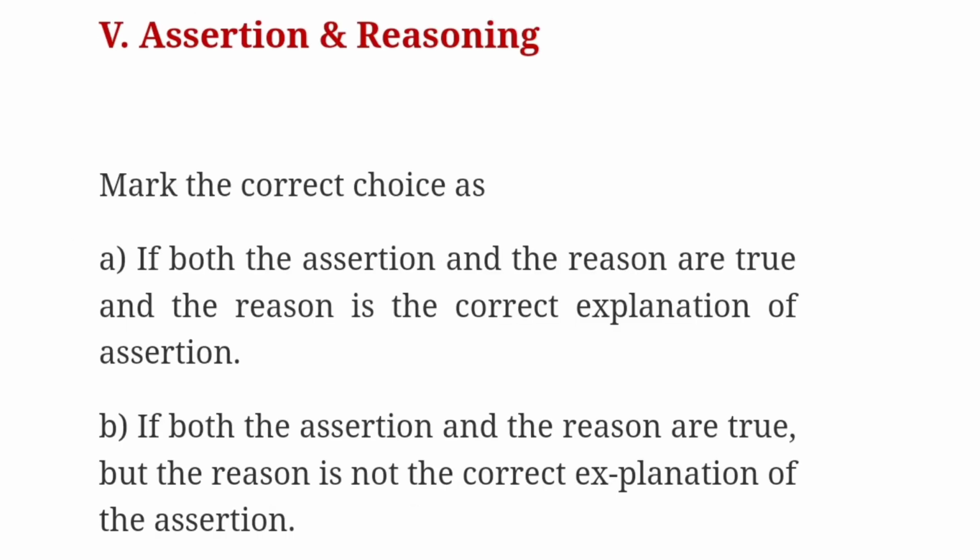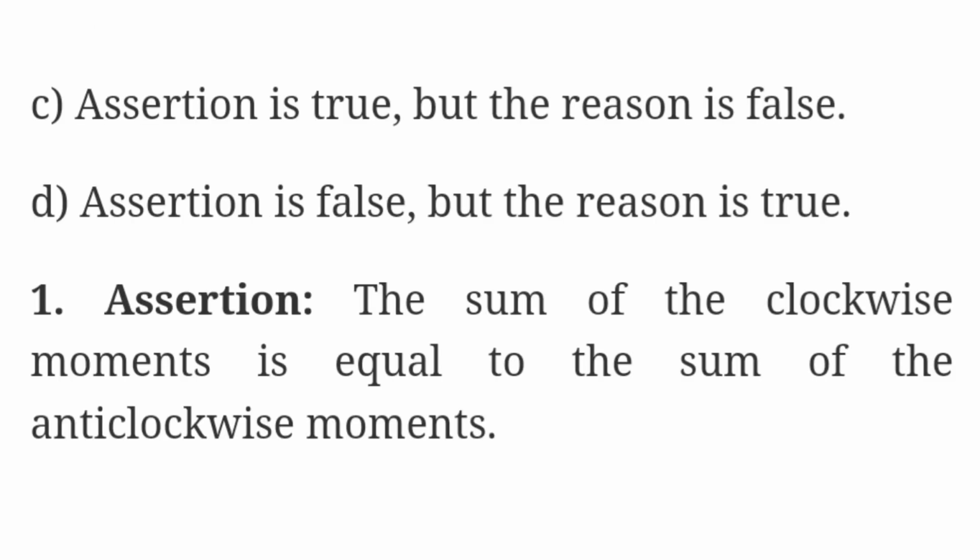Fifth one, assertion and reasoning. Mark the correct choice as option A, if both the assertion and the reason are true and the reason is the correct explanation of assertion. Then B, if both the assertion and the reason are true but the reason is not the correct explanation of the assertion. C, assertion is true but the reason is false. Then D, assertion is false but the reason is true.